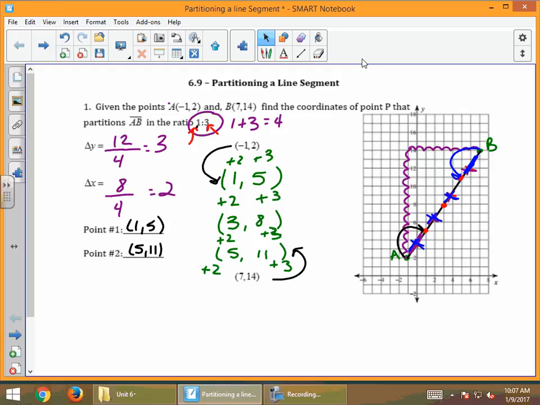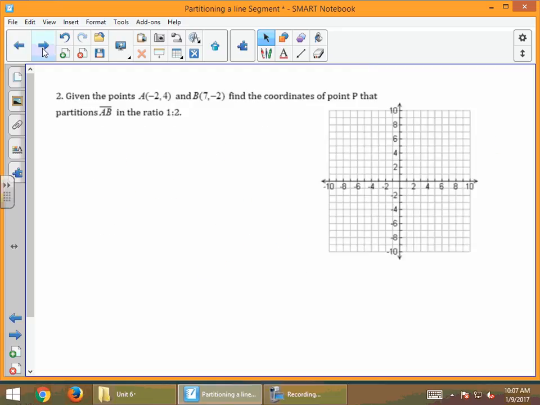Let's try on the next one. Again, plotting those, you don't need to plot those. Sometimes it's helpful, sometimes not, but you really do need these green points in the middle. That's what we really need. Okay, well, let's do exactly the same thing. We know we have to graph these points, so let's graph these points. So I'm going to graph A at -2, 4. Call that an A. B is going to be a 7, -2. B, and I'm going to connect my line.